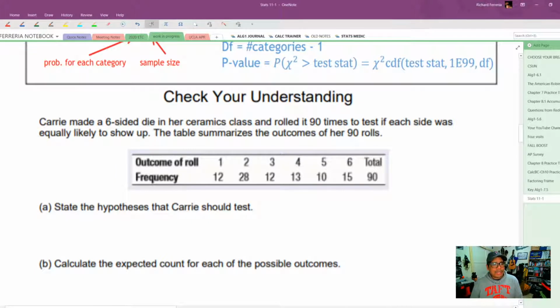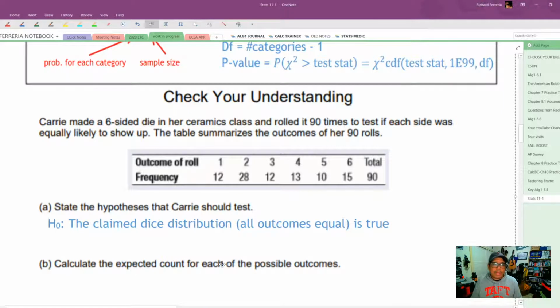Carrie made a 6-sided die in her ceramics class and rolled it 90 times to see if each side was equally likely to show up. So the table summarizes the outcomes of her 90 rolls. Did she make a fair die or did she make a loaded die? So part A, state the hypotheses that Carrie should test.